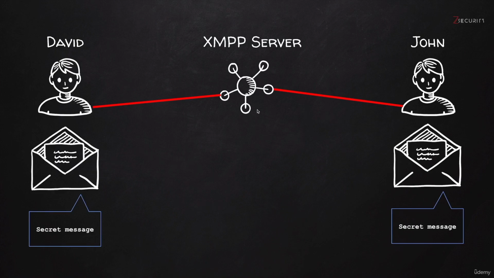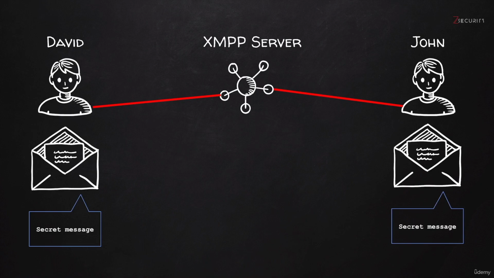And even though the XMPP server will read the message, the content of the message will be gibberish because it got encrypted by David before sending it. Not only that, anyone that intercepts the communication in here, they will have to bypass two layers of protection now. They'll have to bypass TLS and the encryption implemented by the OTR plugin.